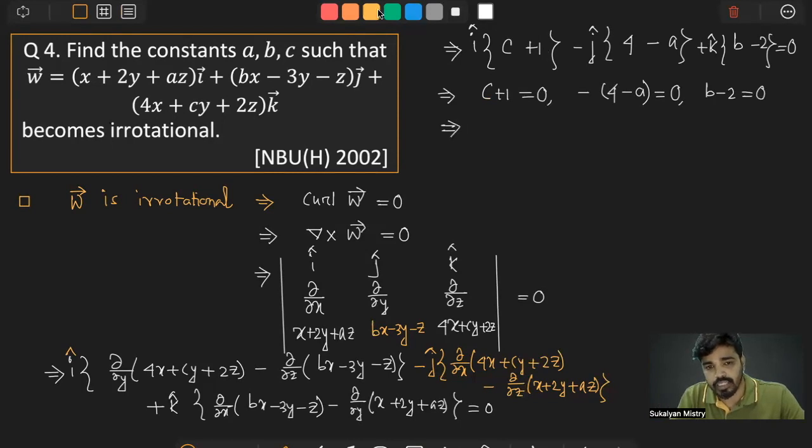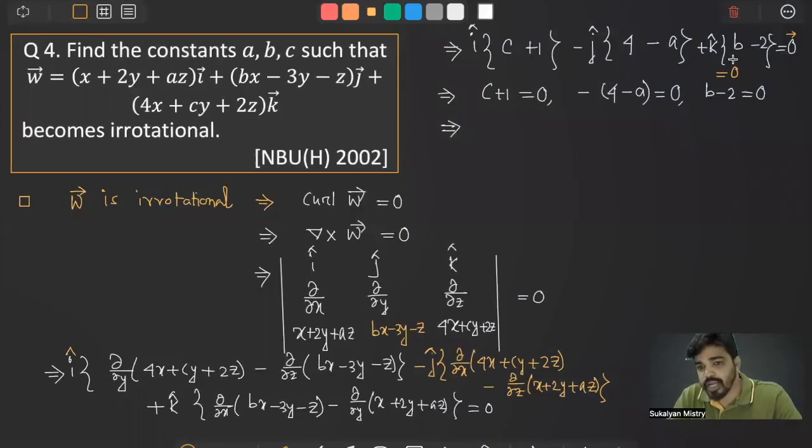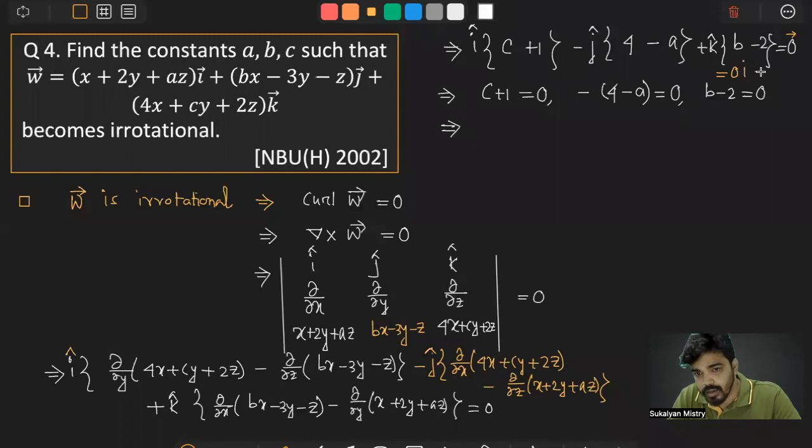So what is the reason? Because the vector 0 can be expressed as 0i plus 0j plus 0k. Here the coefficient of i is c plus 1, here the coefficient of i is 0. So c plus 1 is equal to 0. Here the coefficient of j is minus 4 minus a, here it is 0, so that's why it is 0. Here the coefficient of k is b minus 2, here it is 0, so that's why we write b minus 2 is equal to 0. I think up to this is clear.